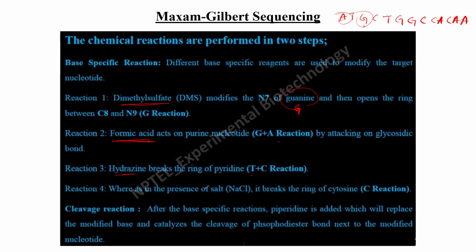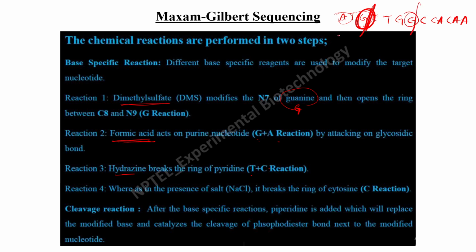After these base modifications, piperidine is used to basically catalyze the cleavage of the phosphodiester bond next to the modified nucleotide. So let's say in this sequence, this particular G is modified. That means the piperidine will do the cleavage after this G. Next, this particular G is modified, so the cleavage will happen after this.